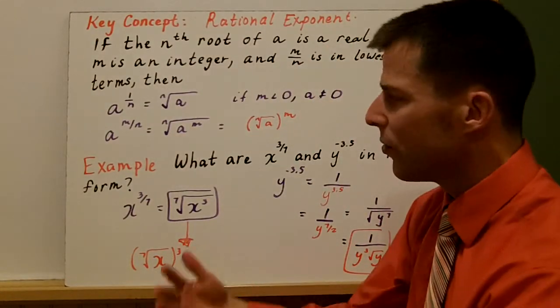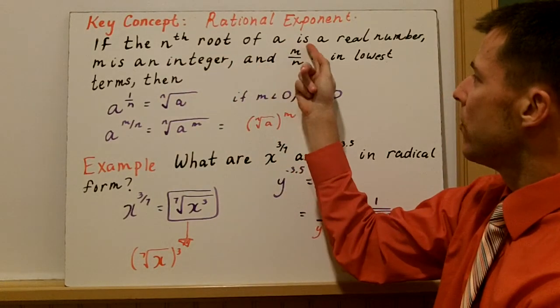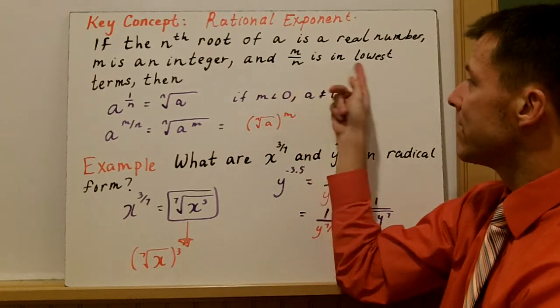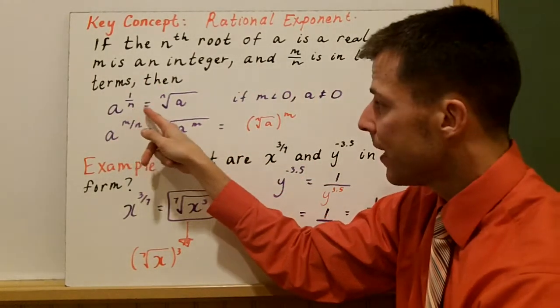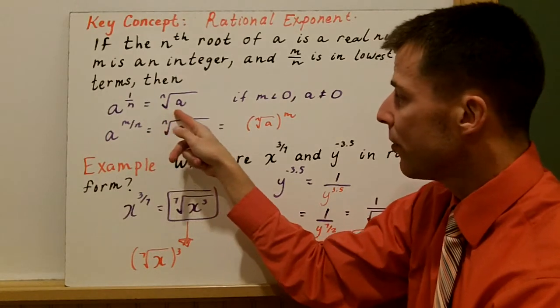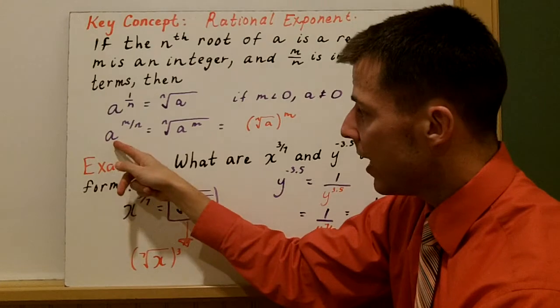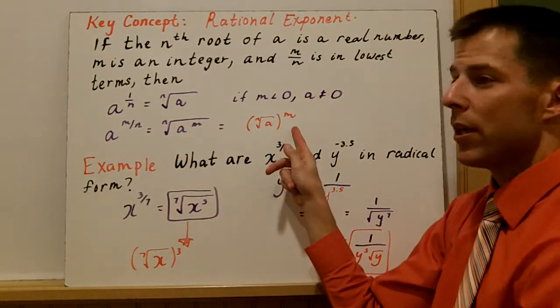Key concept here, and we pretty much have done this. If the nth root of a is a real number, m is an integer, and m over n is in lowest terms, then a to the 1 over n equals the nth root of a. If m is less than 0 and a can't be 0, a to the m over n equals the nth root of a to the m, and it can be written in this form.